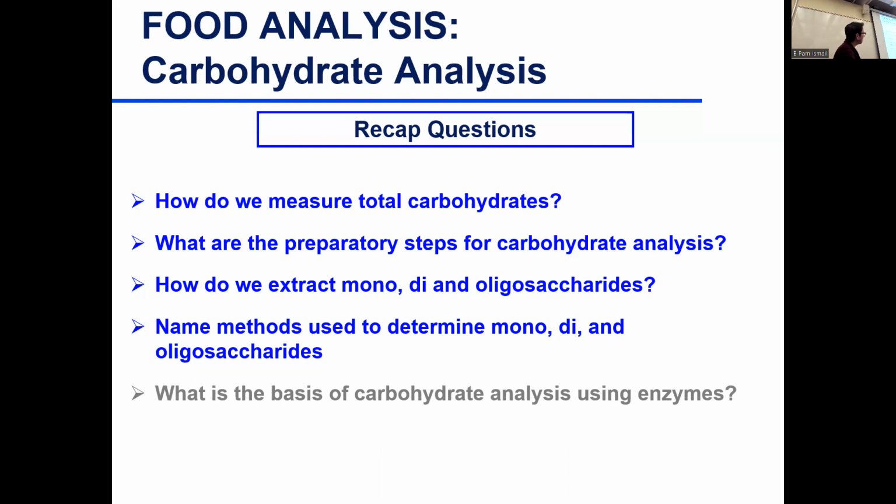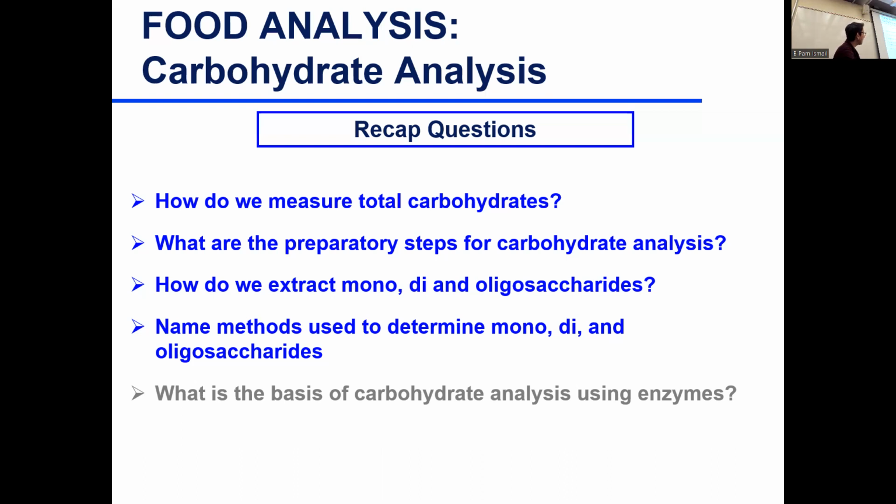So we talked about preparatory steps. What are the most common preparatory steps you would do? Go ahead, Taylor. Drying using vacuum oven and fat extraction using Soxhlet. Yes, so we do defatting and we do drying. We start with drying and then we do defatting. Drying can be done with a vacuum oven, but if you say freeze drying, that's okay too. Defatting we can do with Soxhlet, or we can do batch extraction with hexane. And then you will have less interfering substances for carbohydrate analysis.